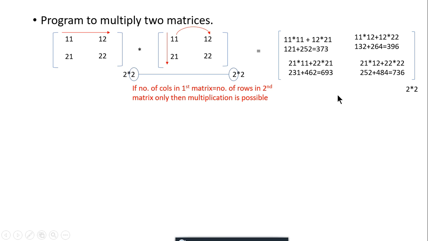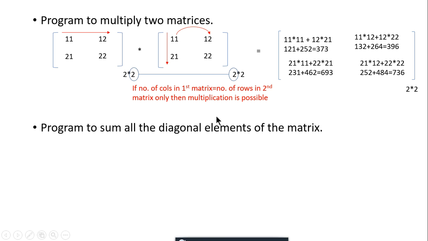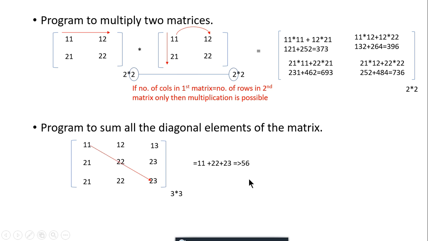Okay, so after performing the multiplication, you guys can start with the sum of all the diagonal elements like this one. So if you have a square matrix of 3 by 3, you can add 11 with 22 with 33, that is in this form, and your resultant answer should look like 56.